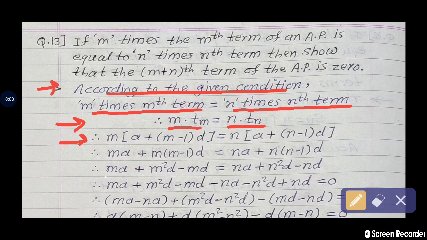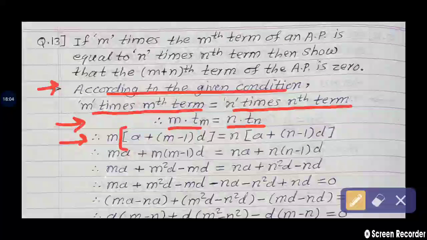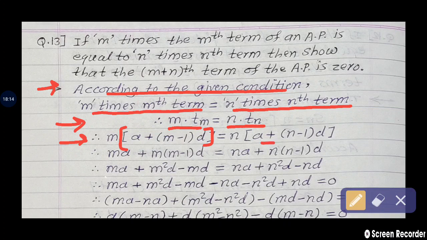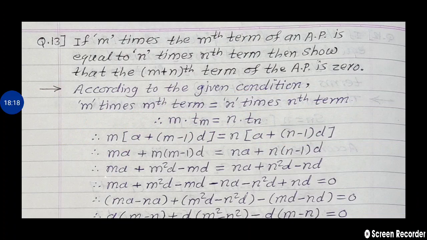Therefore m multiplied by, what is the formula of tm? So a plus, instead of n minus 1 we write m minus 1, into d, is equal to n multiplied by, we know the formula of tn, so a plus n minus 1 into d. After that we solve the brackets step by step.